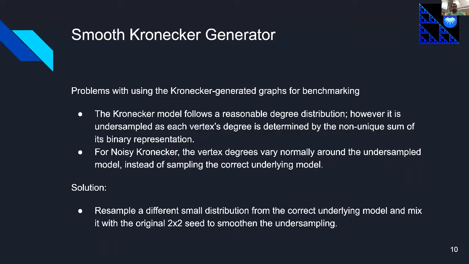The reason for both these problems is that while Kronecker models a reasonable degree distribution, it is undersampled. This happens because each vertex's degree is determined by a non-unique sum of its binary representation. With the addition of noise, the vertex degrees still vary around the undersampled model rather than the correct underlying model. Our solution is a smooth Kronecker graph generator, which resamples a different distribution from the underlying model and mixes it with the original 2x2 seed to smoothen the effect of the undersampling.